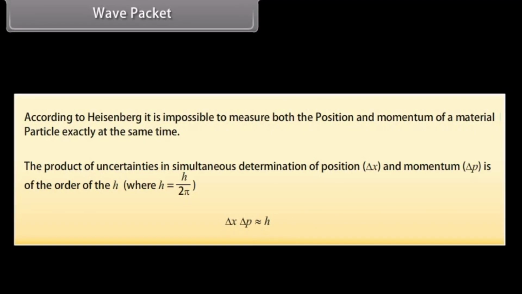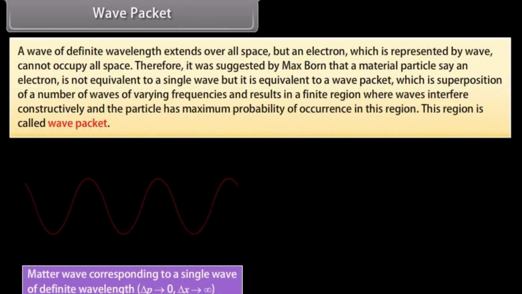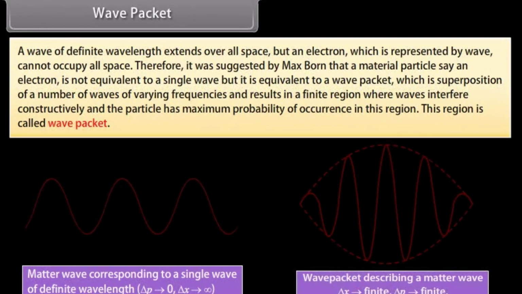Delta x into delta p is approximately h cap. A wave of definite wavelength extends over all space, but an electron, which is represented by a wave, cannot occupy all space. Therefore, it was suggested by Max Born that a material particle, say an electron, is not equivalent to a single wave, but it is equivalent to a wave packet, which is a superposition of a number of waves of varying frequencies and results in a finite region where waves interfere constructively, and the particle has maximum probability of occurrence in this region. This region is called wave packet.